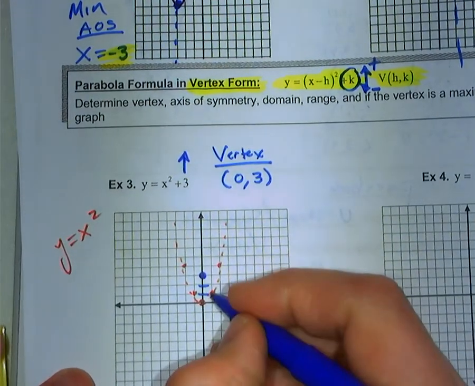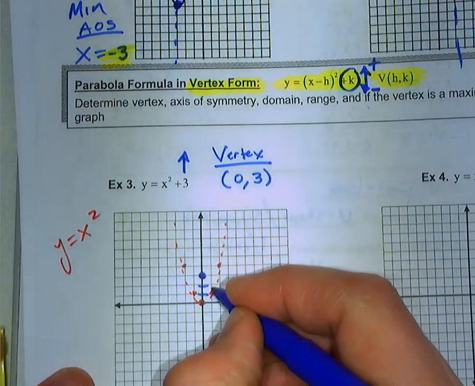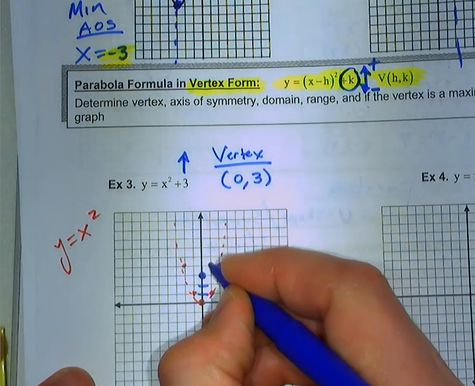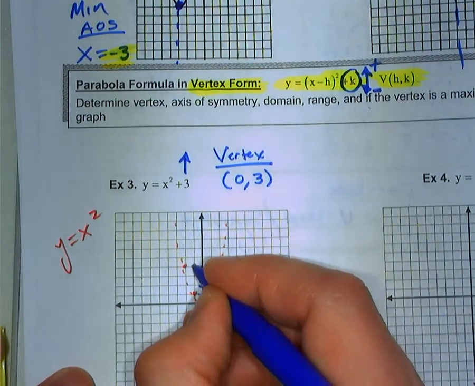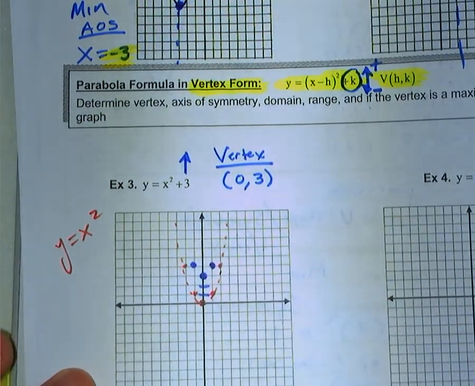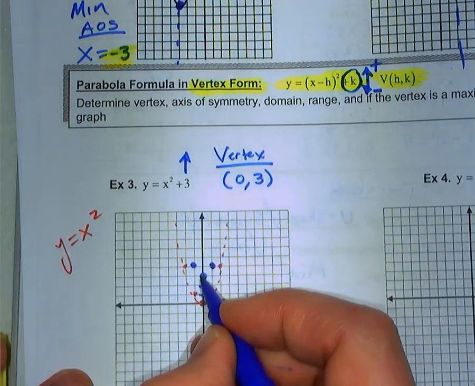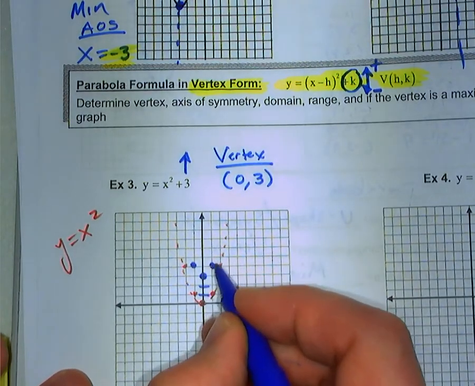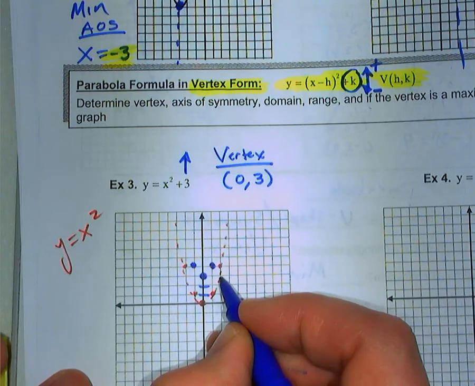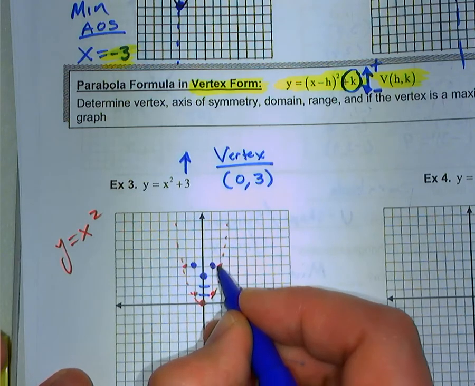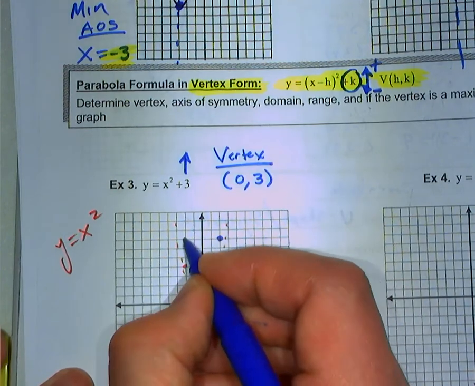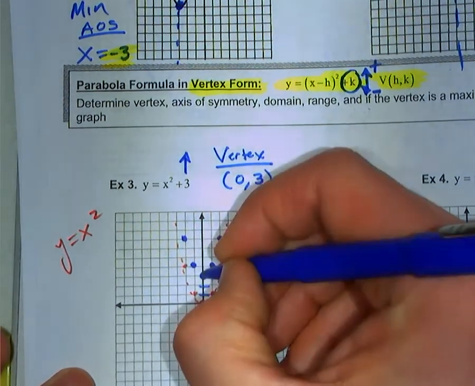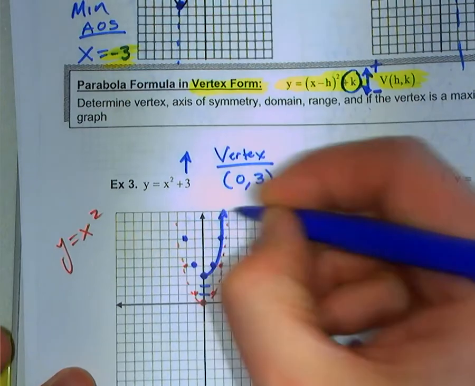So the idea is this point right here at 1, 1 has now been shifted up 3 units. 1, 2, 3. Up 1, 2, 3. What I always remember is to follow the basic pattern of a quadratic. Over 1, up 1, over 2, up 4. 1, 2, 3, 4. It's symmetric. So now this is what my new parabola looks like.